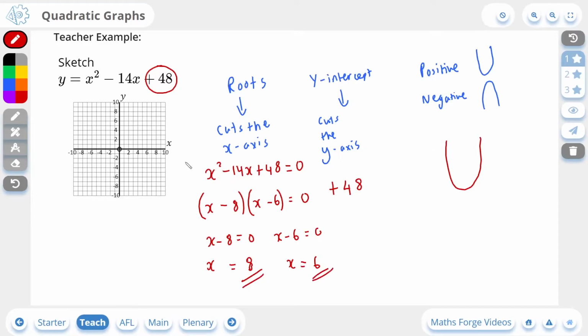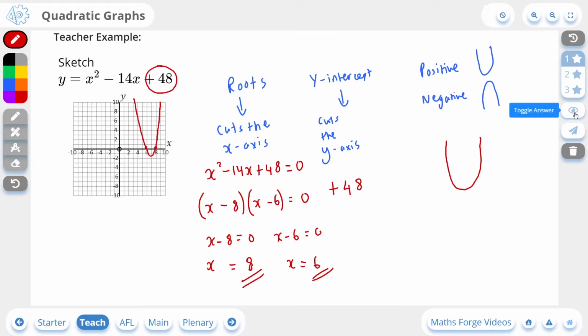So this quadratic equation is a positive quadratic equation, so it has a U shape. It cuts the y-axis at 48, and it cuts the x-axis at 8 and 6. So now let's just start labeling these off. It's going to cut the x-axis at 8 and 6. It's going to be a U shape, and it's going to cut the y-axis at 48. So this is actually a weird looking graph. It's going to be really squishy. So it's going to look like this. And of course, it's going to shoot off vertically until it hits 48.